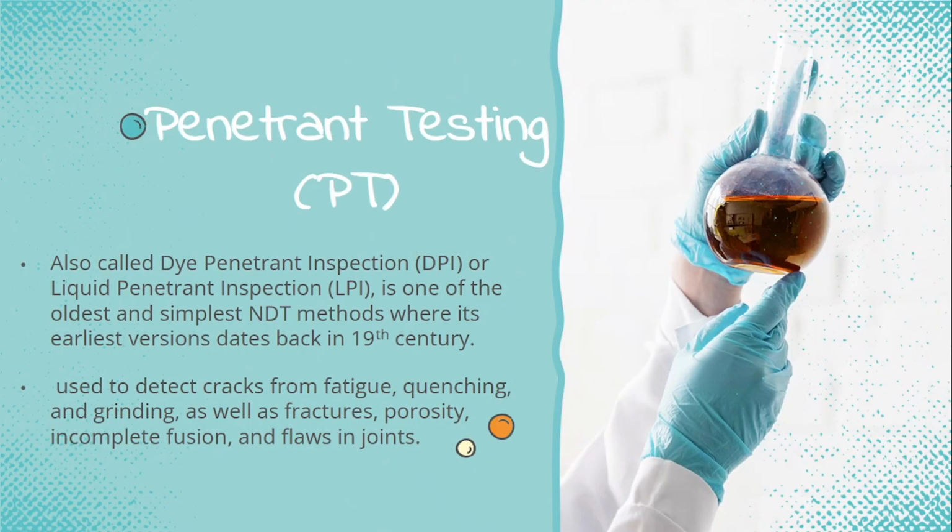Definition. Penetrant testing, also called dye penetrant inspection, DPI, or liquid penetrant inspection, LPI, is one of the oldest and simplest non-destructive testing methods, where its earliest versions date back to the 19th century. It is used to detect cracks from fatigue, quenching, and grinding, as well as fractures, porosity, incomplete fusion, and flaws in joints. So as the name suggests, penetrant testing uses dye to show the location of any cracks, fractures, or any flaws in the sample.